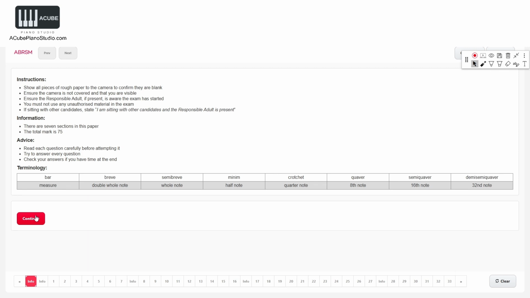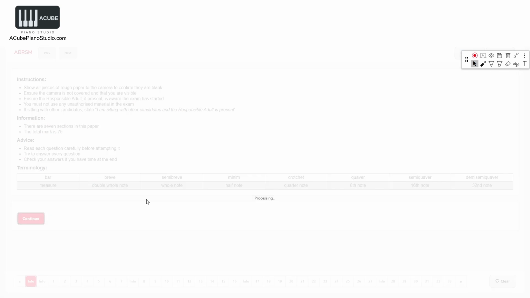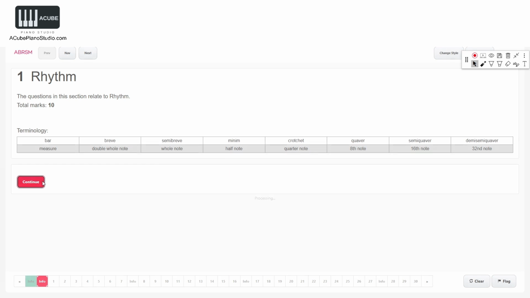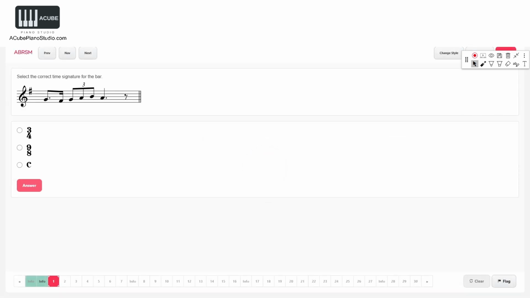Okay, so the first section is on rhythm, so let's do them together. Alright, so you're asked to select the correct time signature for the bar. If you look at it, the beats are either counted in terms of crotchet beats or in terms of quaver beats. So this is 3/4, this is 4/4 time.